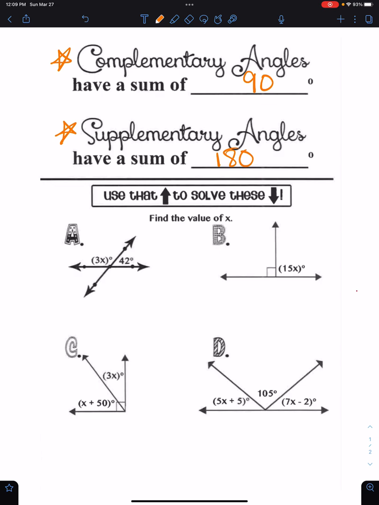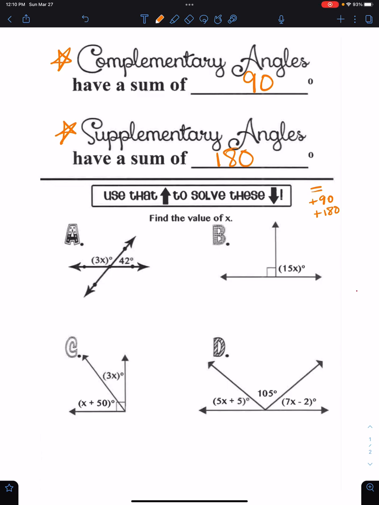So we have some examples down here where we're going to use those two definitions to find the value of x. When you are given two angles and they ask you to find the value of x or how big the angle is, you have to ask yourself, are they equal? Do they add to 90 or do they add to 180? Basically these are the only possibilities for the problems that we're going to be solving.